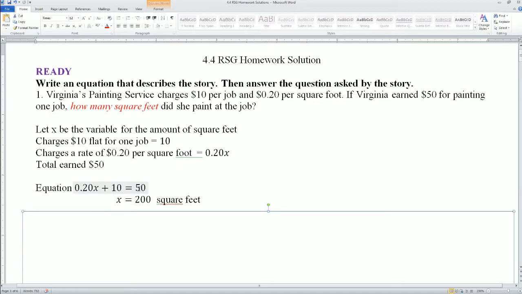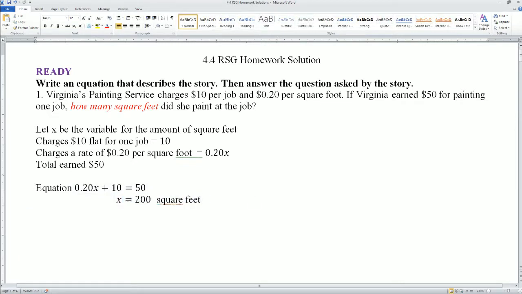Subtract 10 from both sides, then divide by 0.20, gets you 200. So she painted a total of 200 square feet. That's how much she did to earn that $50. Okay.